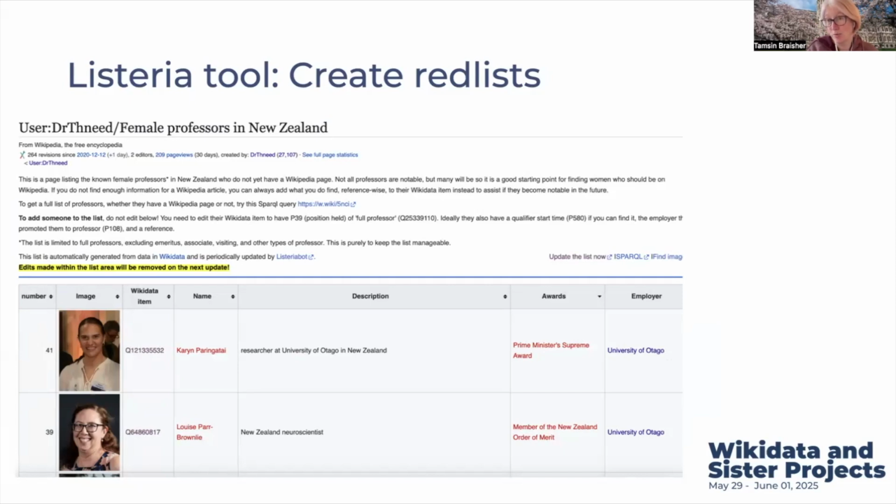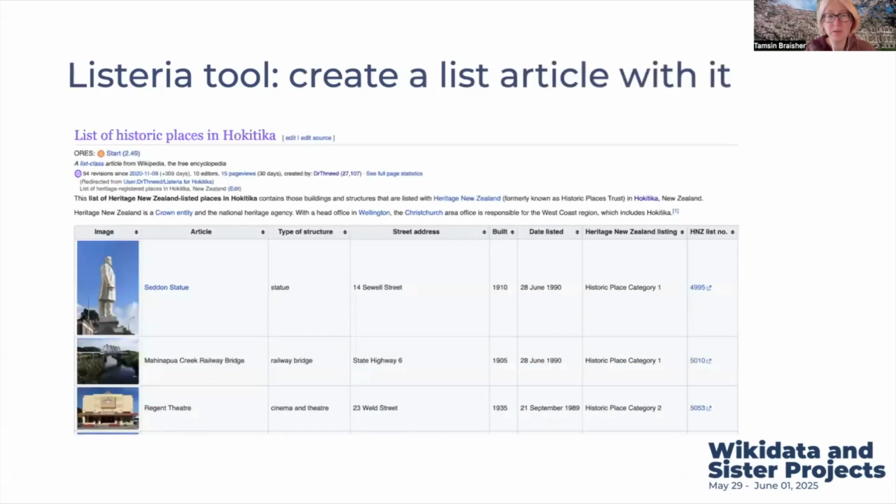So I use it a lot for work lists, red lists in particular, and you'll find hundreds of these kinds of lists in the Women in Red red list section. So if you're looking for ideas about how to set up list areas, that's a great place to go for examples. But you can also, of course, create a list article with it.